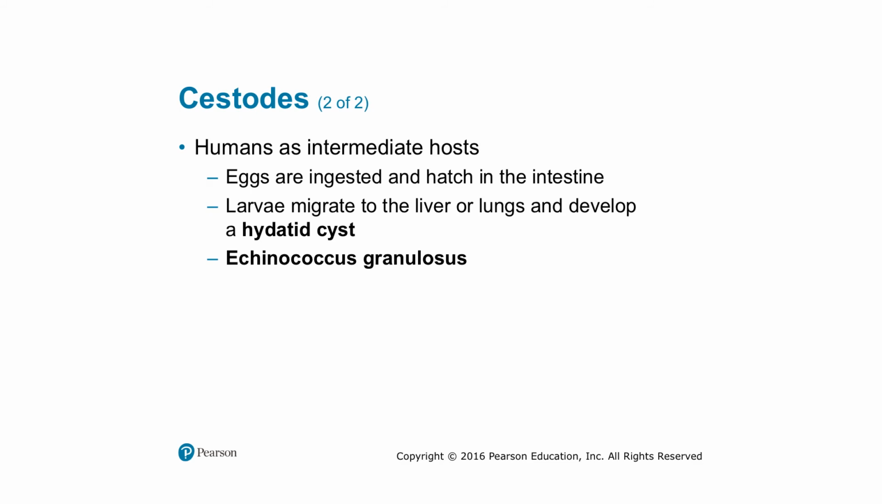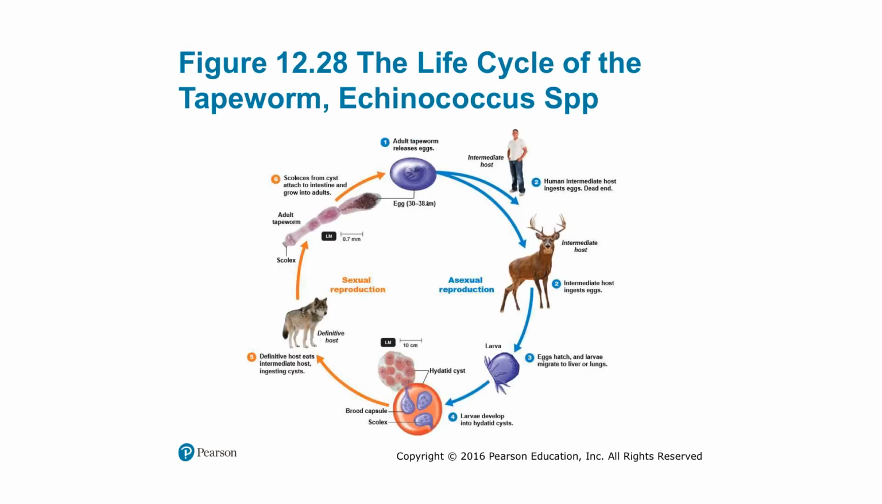So eggs are ingested and hatch in the intestine, and the larvae can also migrate into the liver or lungs and develop a hydatid cyst, and Echinococcus granulosus is an example here of how this happens. So here's a diagram of the life cycle of the tapeworm.